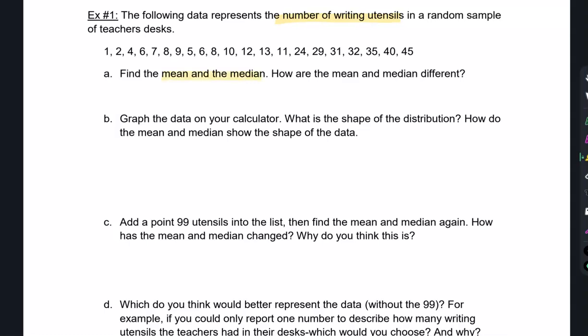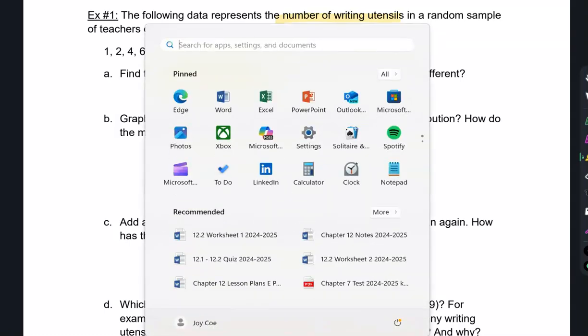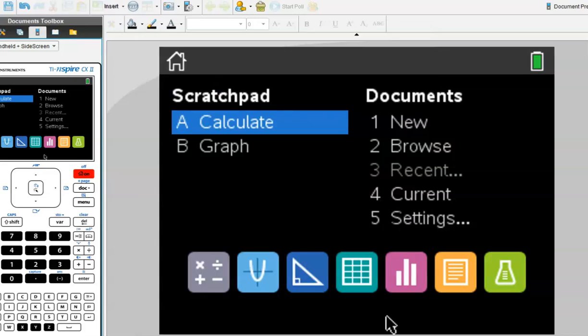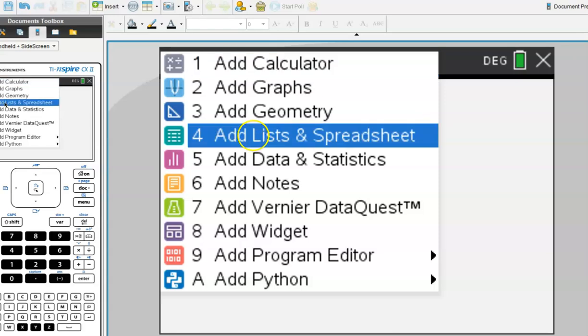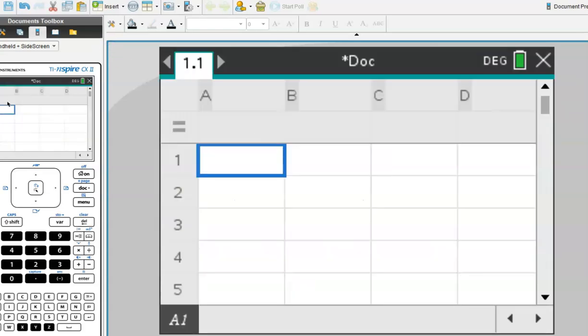We could definitely do those by hand, and with small data sets, you should be comfortable doing those by hand. But I do want to show you how to do these in your calculator as well, especially for larger data sets. So just like we did before, we're going to add a new document. We're going to select lists and spreadsheets. Again, add a new document every time and then either choose to save or not save your data.